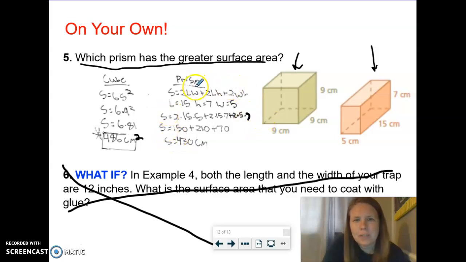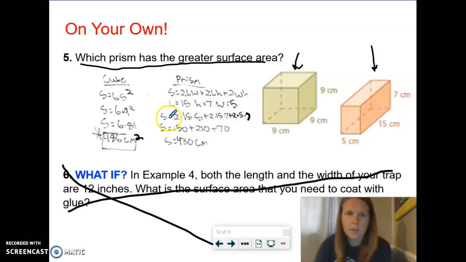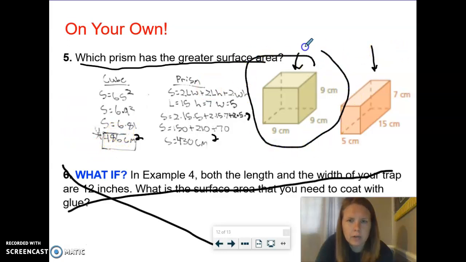Okay. My prism, you're using that formula of 2 times the length times the width plus 2 times the length times the height plus 2 times the width times the height. So plugging in what is your length, what is your width, what's your height, okay? Plug those into your formula. You should get an answer of 430 centimeters squared. So your answer then is which of the prisms is greater. I'm going to say that your cube is greater. This one is greater because 486 is greater than 430.